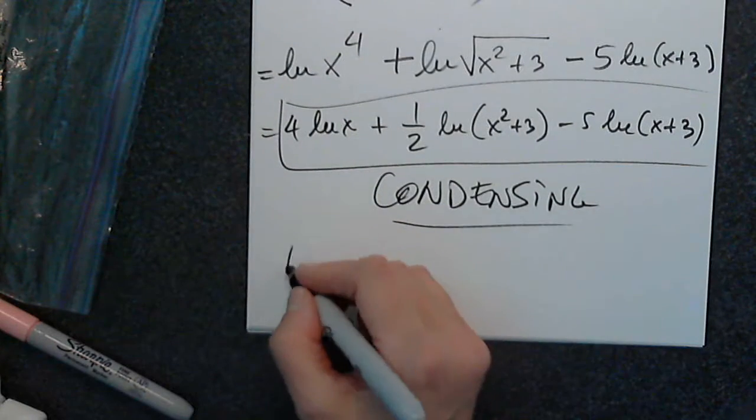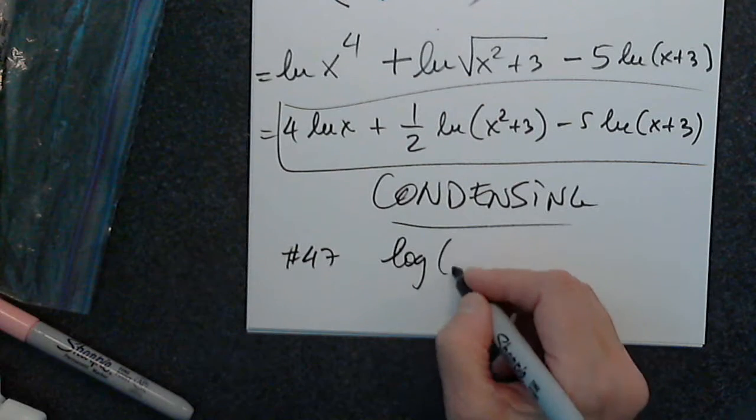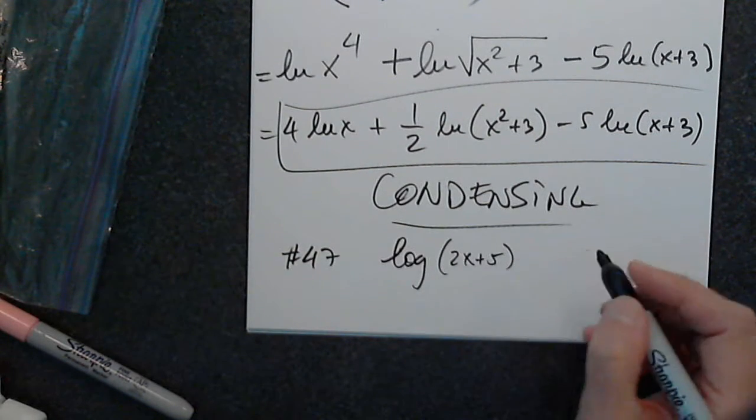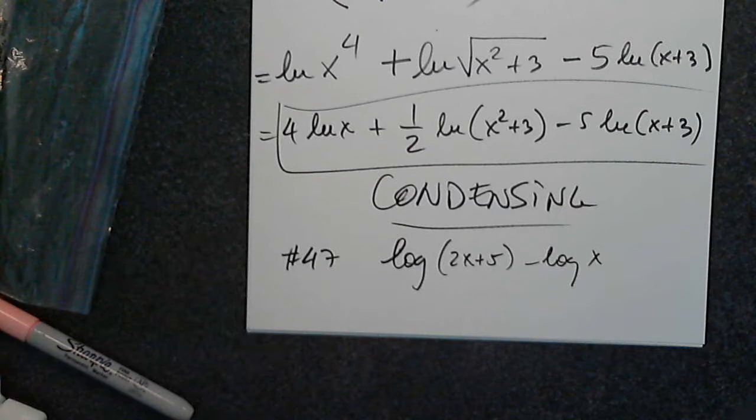47. Log. I don't see the base. What is the base if I don't see a base? Very good. It is base 10. Okay, so this time we have 2 logs, and we are asked to come up with 1 log with coefficient of 1 in front of it.